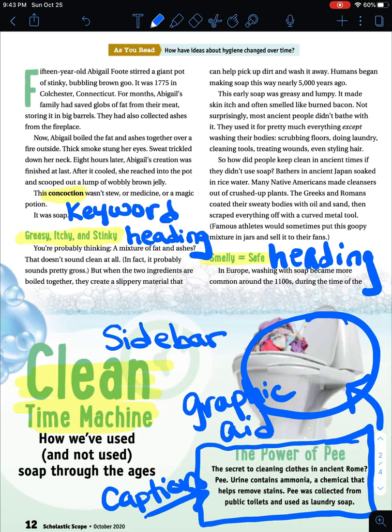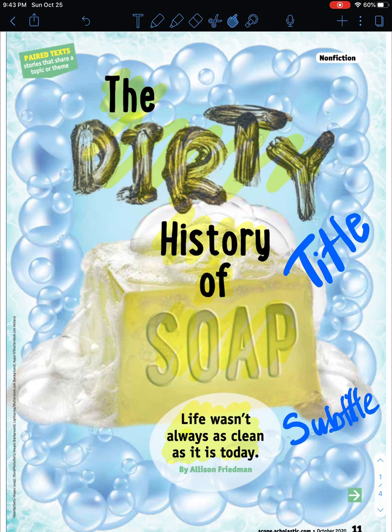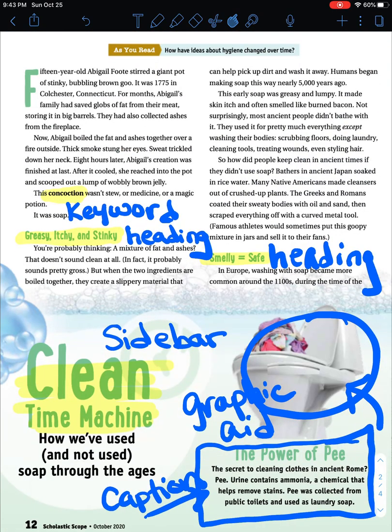I want you guys to understand that these are the ones we're going to be focusing on in the next portion of our text features information. We have title, subtitle, keyword, heading, sidebar, graphic aid, and caption. While there are other ones you may pick out, and that's great. Like up here, you can see this guy right here.